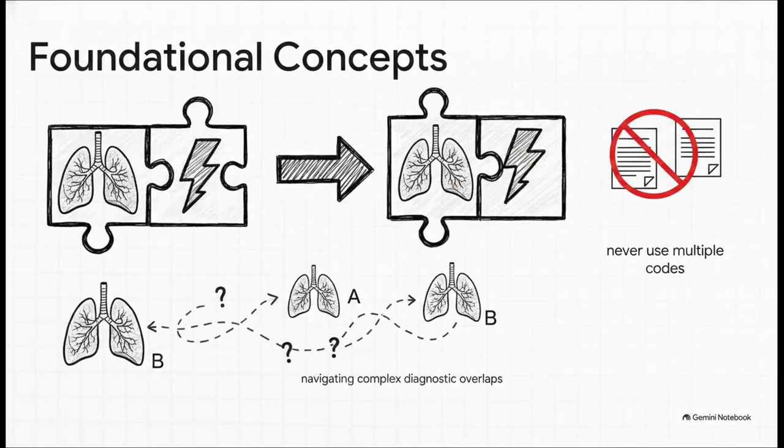So your foundational checklist essentially boils down to this. You've got to master those combination hierarchies. If the manual gives you a single combination code that identifies all elements, like COPD with an acute exacerbation, you never split that into multiple codes. And you absolutely must know how to navigate the complex diagnostic overlaps between COPD and asthma. Nailing that logic down will save you from endless denials.